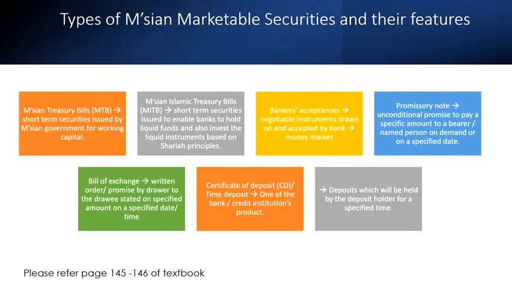Next we take a look at the types of Malaysian marketable securities and their features. You can refer to pages 145 to 146. For example, we have Malaysian Treasury Bills, MTB. And next we have Malaysian Islamic Treasury Bills, Bankers Acceptance, Promissory Note, Bill of Exchange, and Certificate of Deposits. These are the types of Malaysian marketable securities.